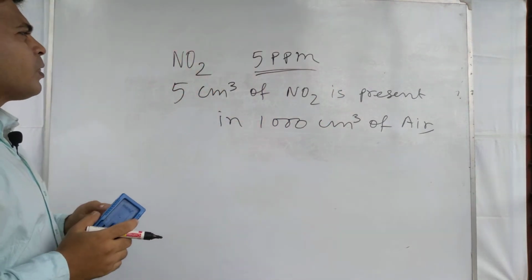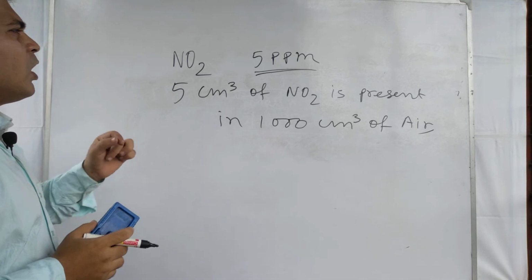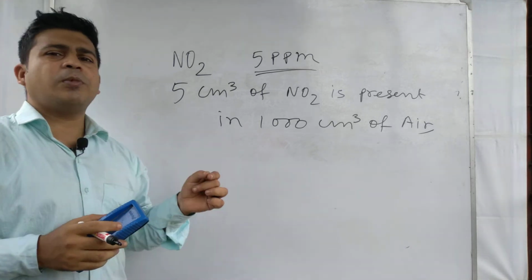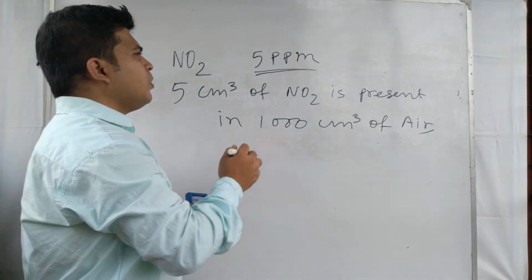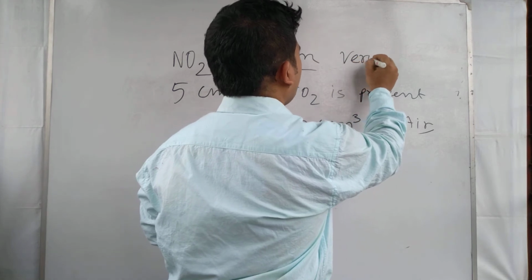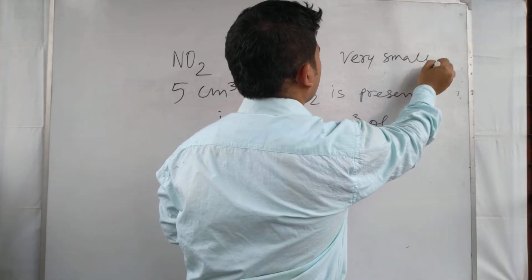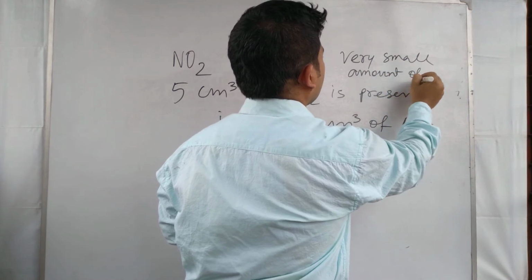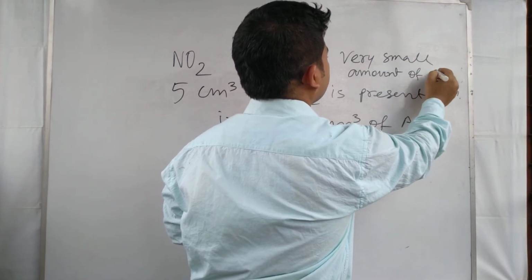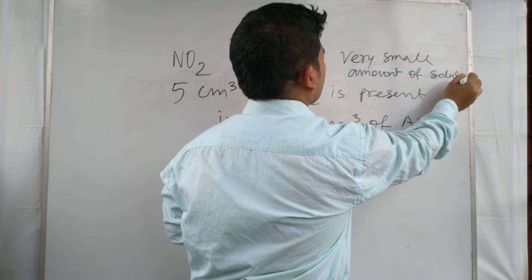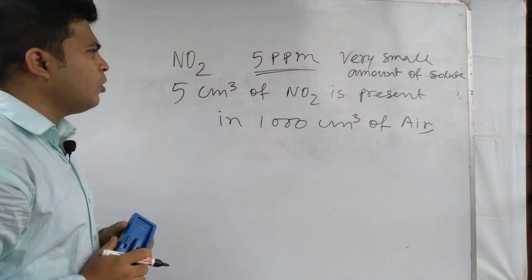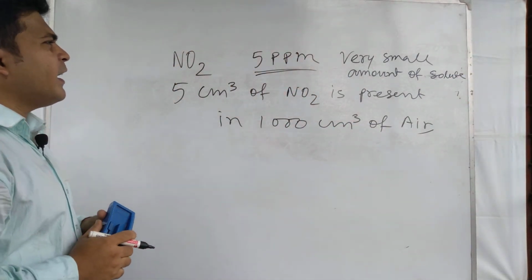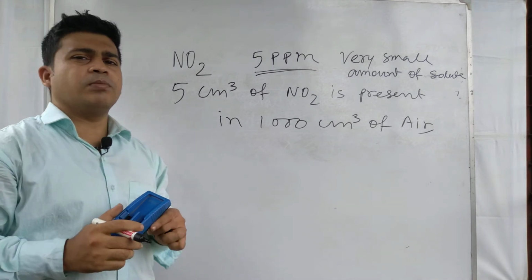The ppm unit is used only where a very small amount of solute is present. Where a very small amount of solute is present, at that time we use the unit ppm.